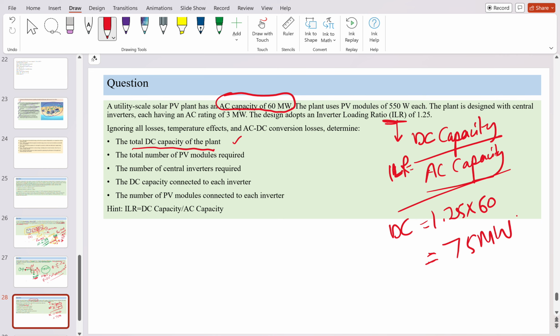Getting my point? Find out the total number of PV modules required.